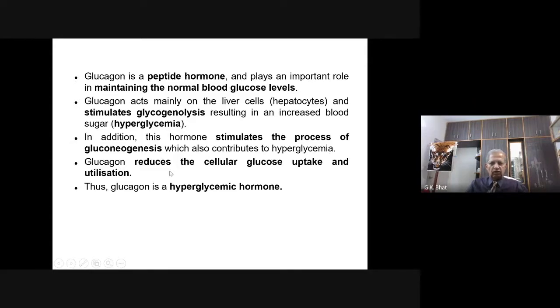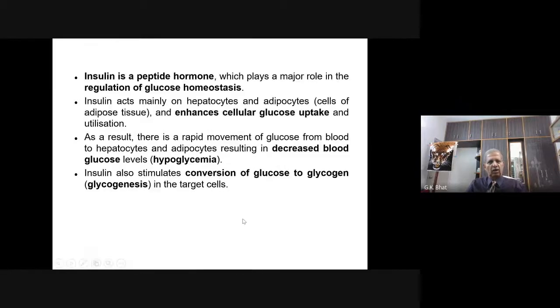Glucagon reduces the cellular glucose uptake and utilization. Thus, glucagon is a hyperglycemic hormone. Always ask a question: which is the hyperglycemic hormone, and which is the hypoglycemic hormone? A hyperglycemic hormone is a hormone which increases the glucose level in the blood, or which is responsible for hyperglycemia. Glucagon is a hyperglycemic hormone.